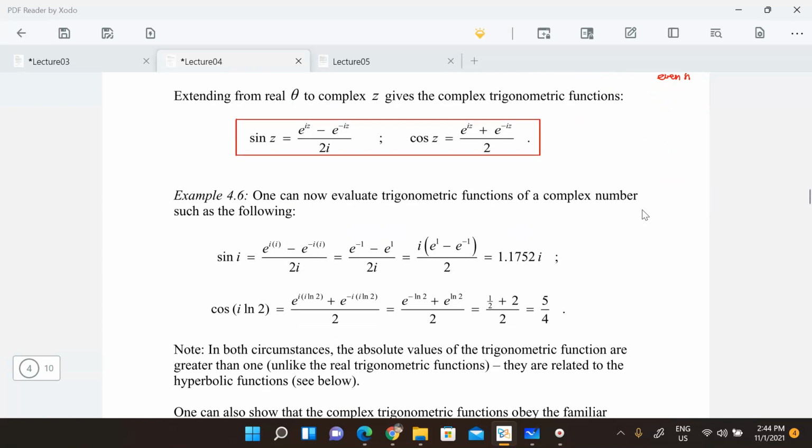We look at certain values of z. If I take z equals i, what does that mean? It's just plugging i into z in the formula. For example, over here is exponential i times i, and over here exponential minus i times i. Here i squared gives you minus 1, and minus i times i gives you a 1. So that's easy enough for us to do.